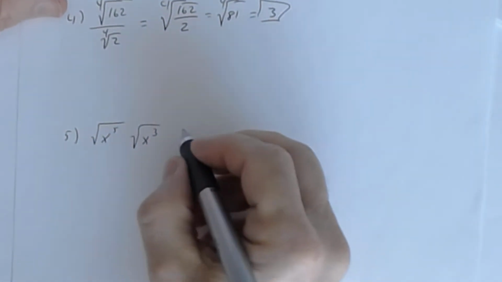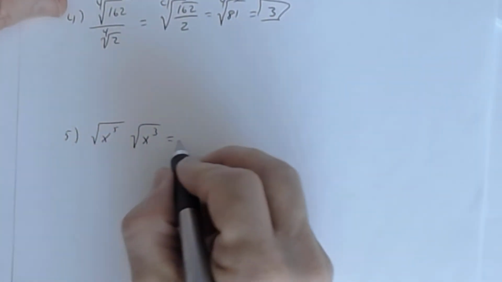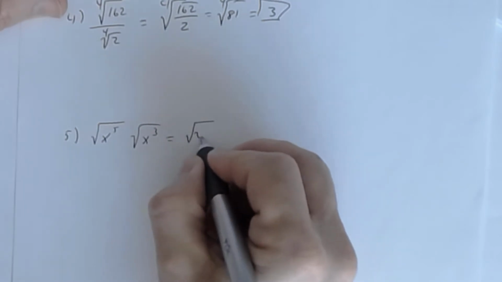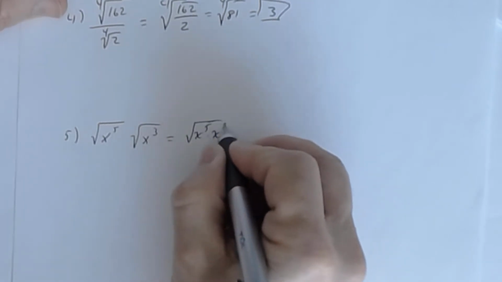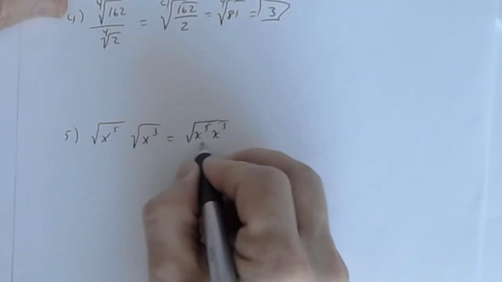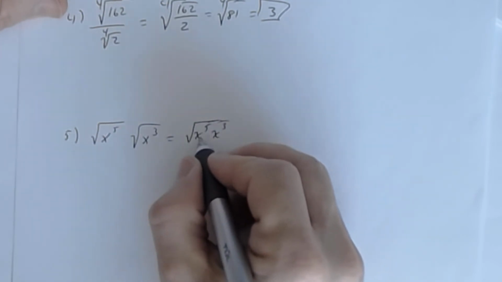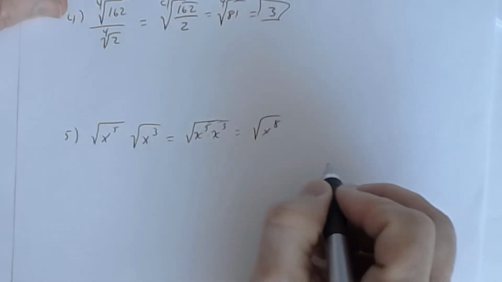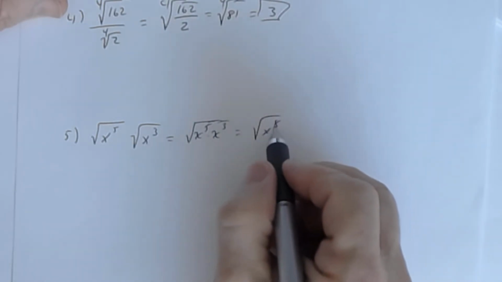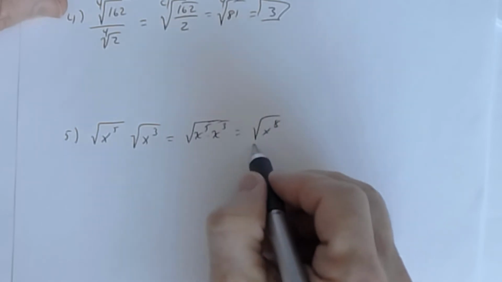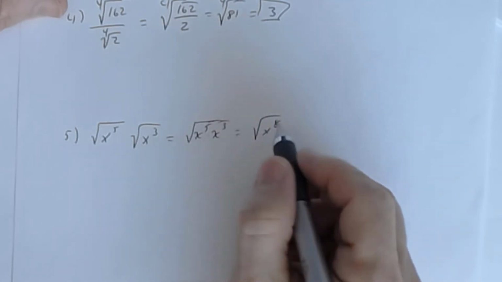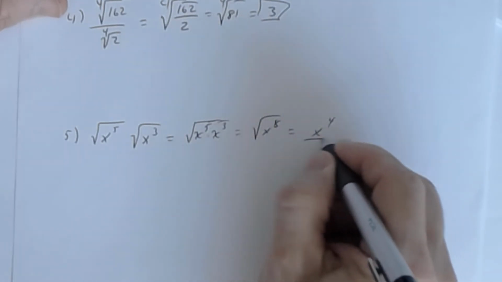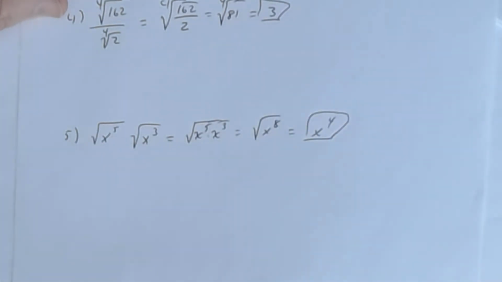The next one. Using the product rule for radicals, this becomes the square root of x to the 5th times the square root of x to the 3rd. Simplifying this, x to the 5th times x to the 3rd becomes x to the 8th. So that's the square root of x to the 8th. From previous lessons, we know I can simplify this because 8 is divisible by 2. What times itself twice is x to the 8th? The answer is x to the 4th. All right, so that's number 5.